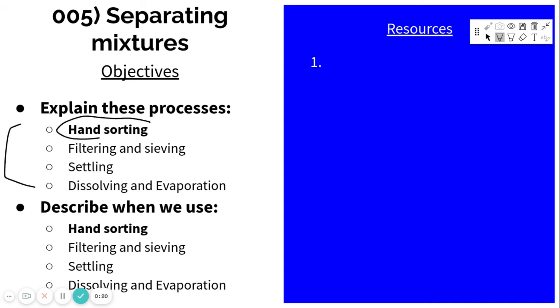So this first one's going to be all about hand sorting. And what I want you to be able to do is explain hand sorting, describe when we use it. What sort of mixture would we use it on? I mean, if you mix salt and water, and then I tell you, okay, separate it out into salt and water, you can't use hand sorting. So I want you to be able to describe the sort of mixtures we could use hand sorting on.